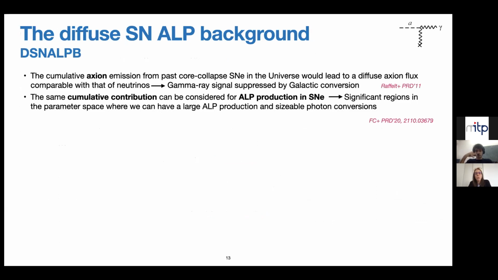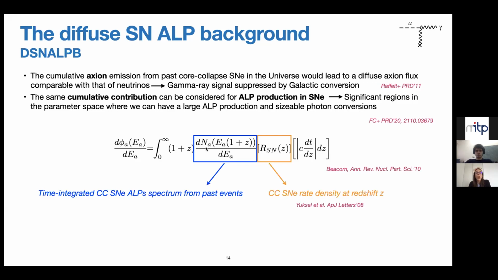So another way to exploit the ALP production from core-collapse supernovae is to look for the cumulative contribution from past core-collapse supernovae. This idea was initiated in the context of axions by Raffelt and collaborators, but this signal in terms of gamma rays is suppressed by the galactic conversion. Instead, if you consider axion-like particle production, then you can open up a sizable portion of the parameter space by considering the flux of axion-like particles emitted by all core-collapse supernovae in our universe. And so you have to convolve the time-integrated core-collapse ALP spectrum with the core-collapse supernova rate as a function of redshift to get basically the cumulative signal over redshift space of this ALP production from past core-collapse supernovae.